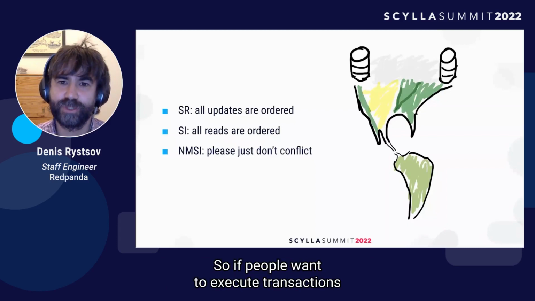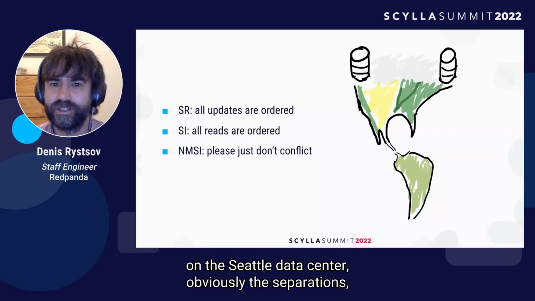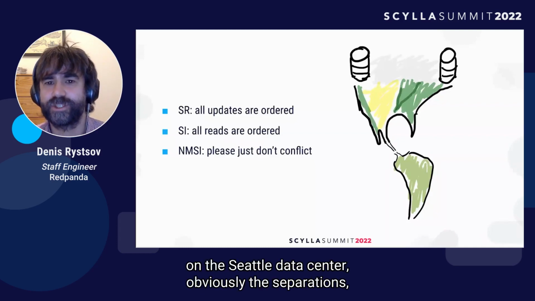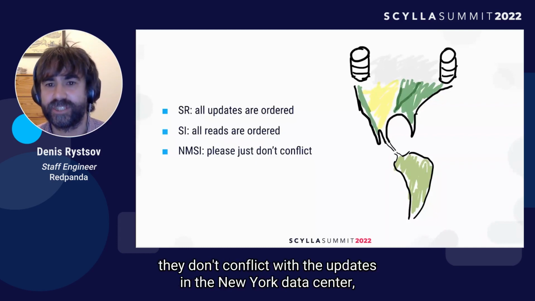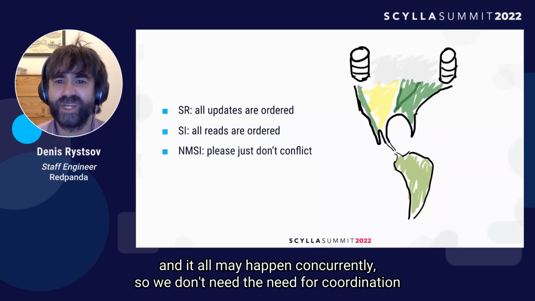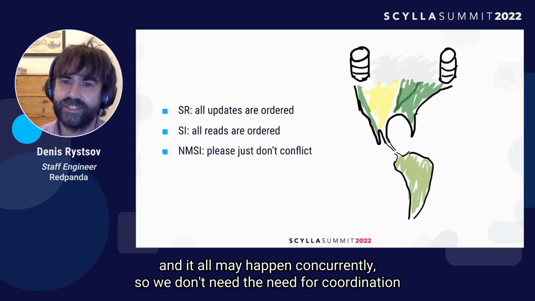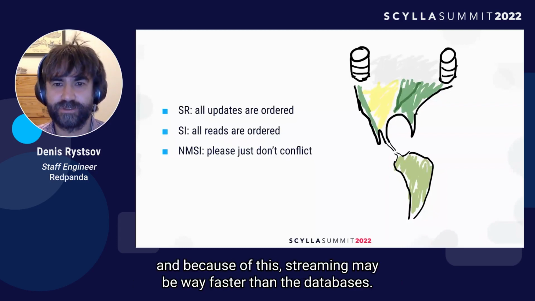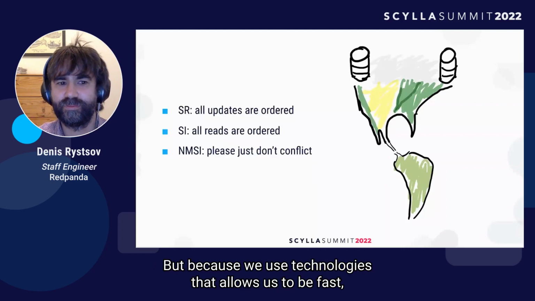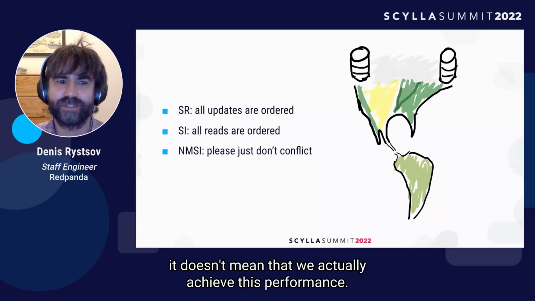So if people want to execute transactions in the Seattle data center, obviously these operations don't conflict with the updates in the New York data center, and it all may happen concurrently. So there is no need for coordination when there are no cross data center transactions. And because of this, streaming may be way faster than databases. But just because we use technology that allows us to be fast, it doesn't mean that we actually achieve this performance.